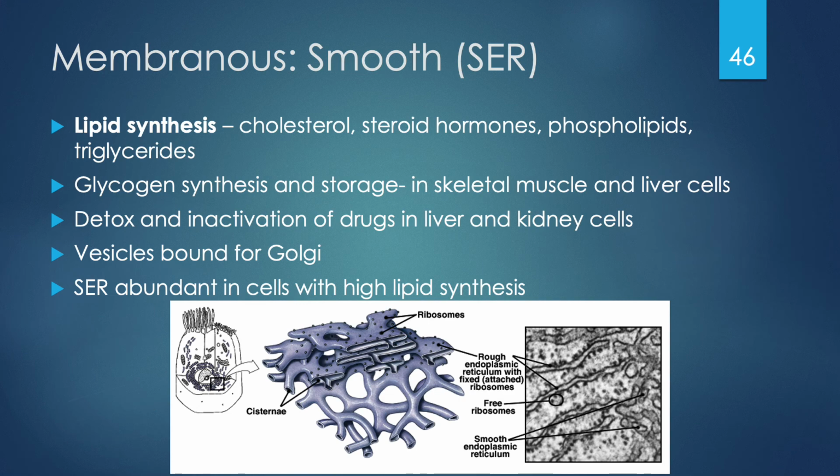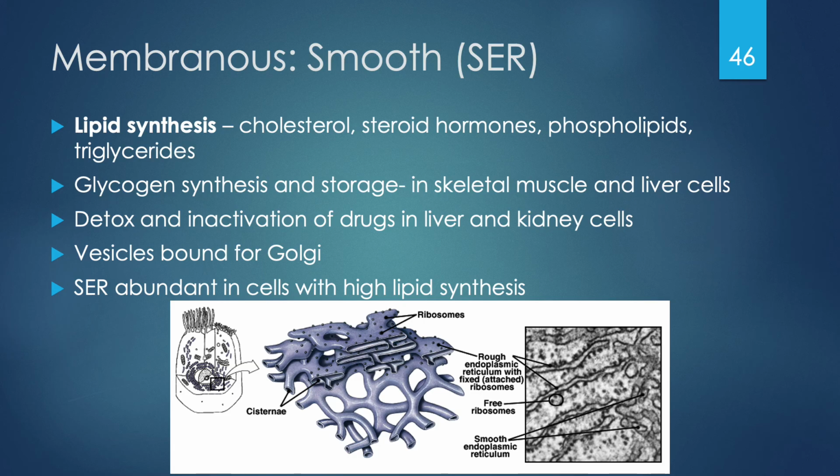The smooth endoplasmic reticulum is primarily responsible for lipid synthesis, so it synthesizes things like cholesterol, steroid hormones, phospholipids, and triglycerides. And because you see steroid hormones there, you can presume that if it's synthesizing lipids, you should expect to see a greater proportion of smooth endoplasmic reticulum in cells of the reproductive tract that are going to synthesize steroid hormones. It's also responsible for glycogen synthesis and storage, and glycogen is an incredibly important form of energy for us. So that gets stored in two places primarily, in our skeletal muscle, so that way we have access to quick energy, and also in our liver cells as well.